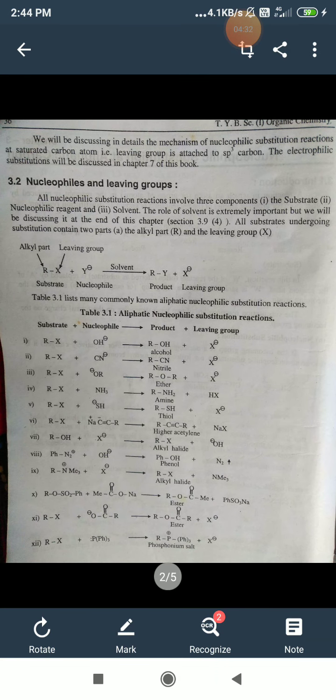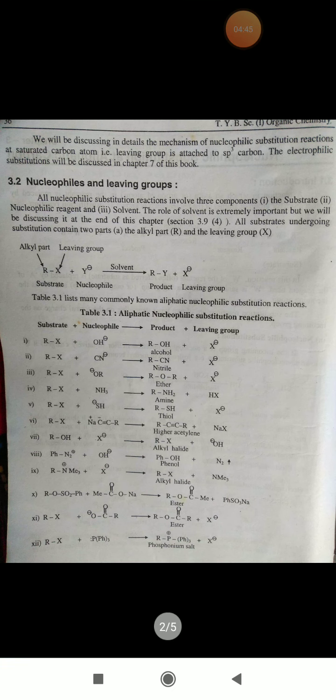Then next point is nucleophiles and leaving groups. All nucleophilic substitution reactions involve three components. First, substrate, second, nucleophilic reagent, third, solvent. The role of solvent is extremely important, but we will be discussing it at the end of this chapter.